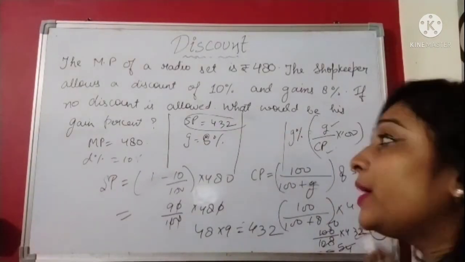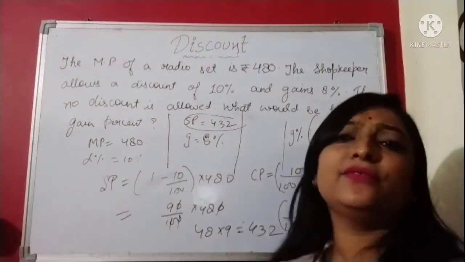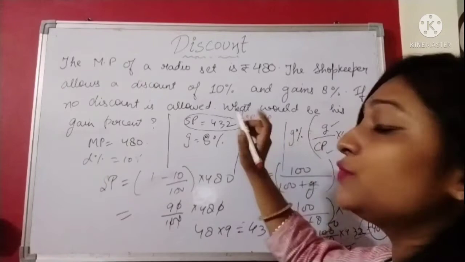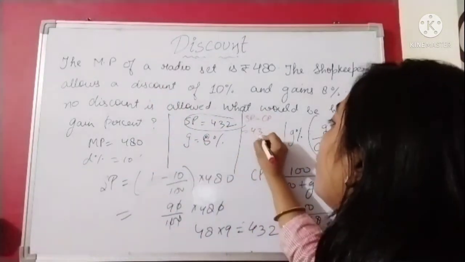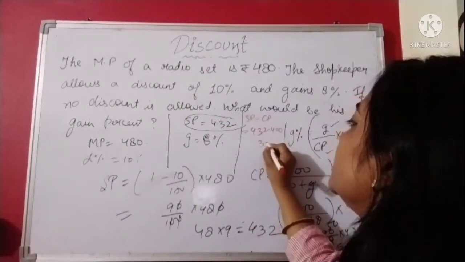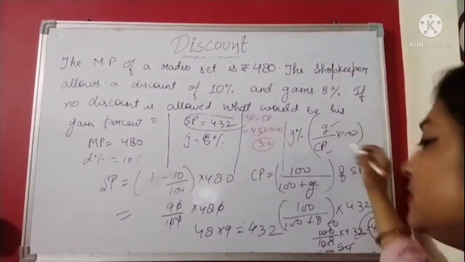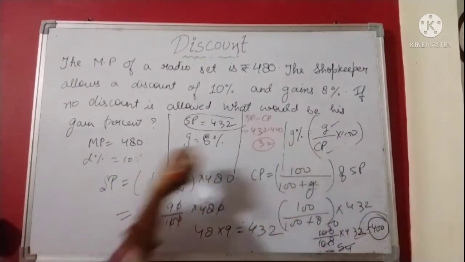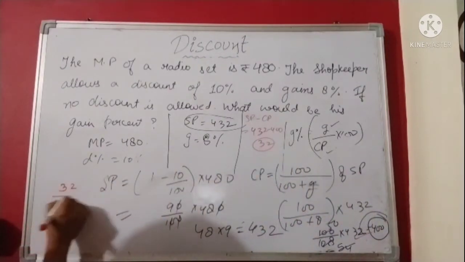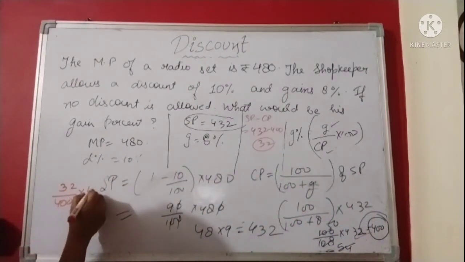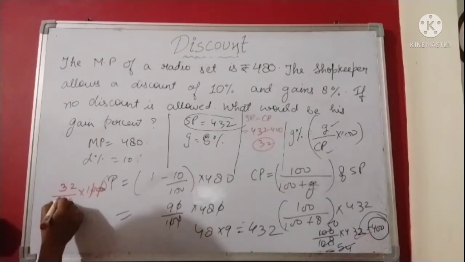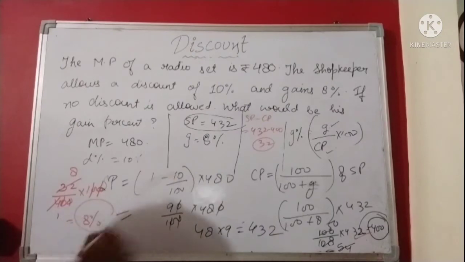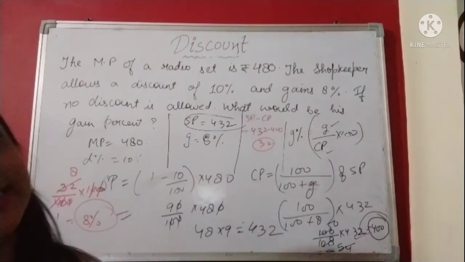Now we have cost price, we have selling price, we can easily find out gain. So SP minus CP, that means 432 minus 400 will give 32 as gain, and CP is 400. So let us substitute the value in this formula. So 32 upon 400 into 100. So this will get cancelled. 4 1s are 4 and 4 8s are 32. Here we have the answer as 8%.